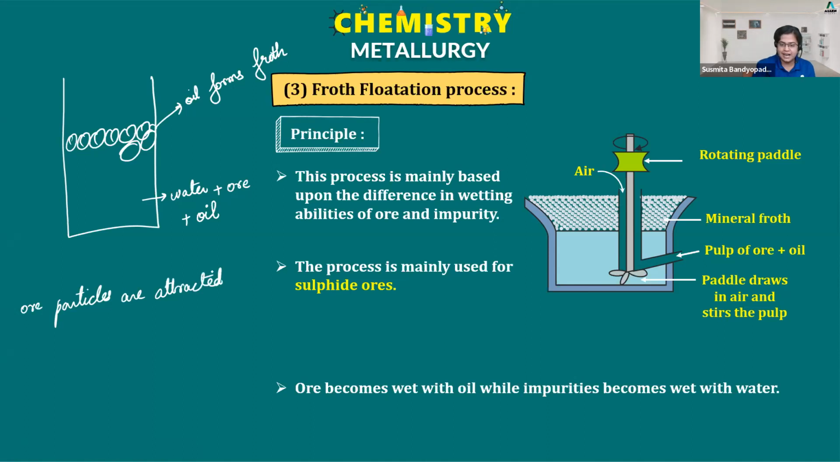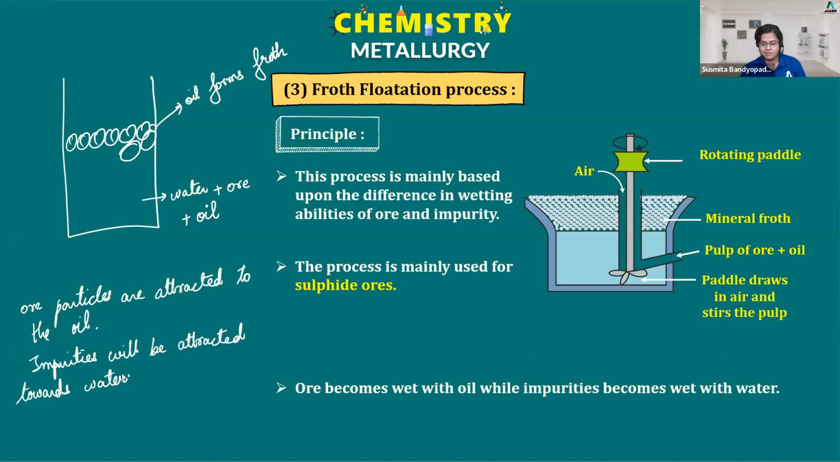The ore particles are attracted to the oil. Oil is present in the form of froth. So we'll pass a stream of air such that the oil forms a froth on the top. Oil is less dense than water. That froth will attract the ore particles. Impurities will be more attracted towards water. So impurity will stay with the water down.